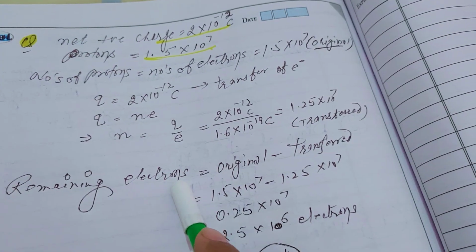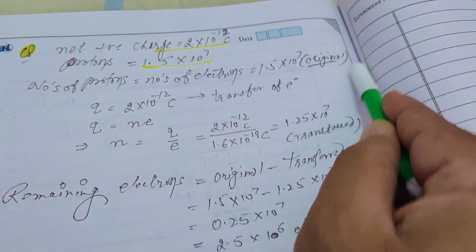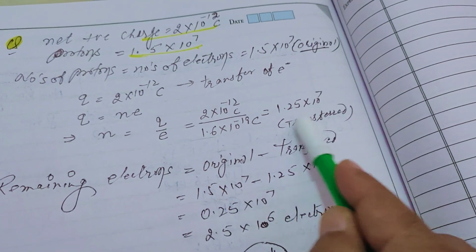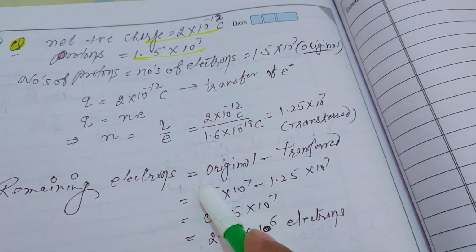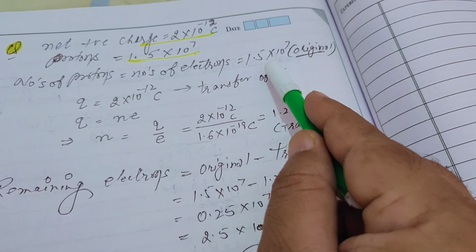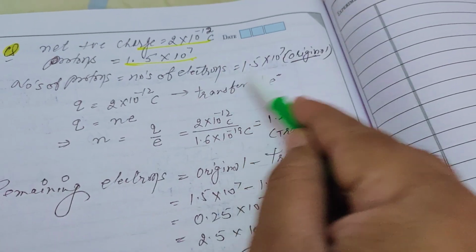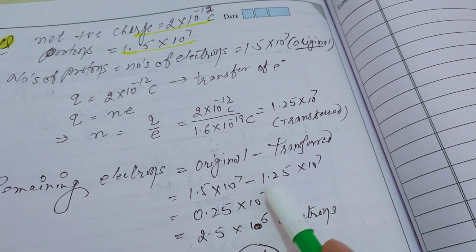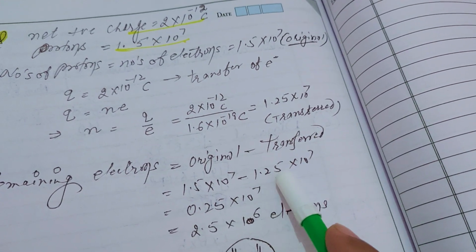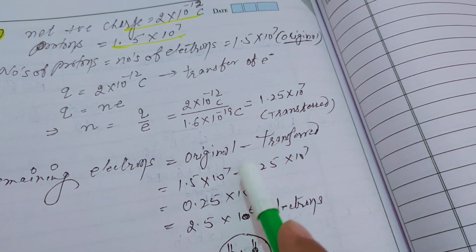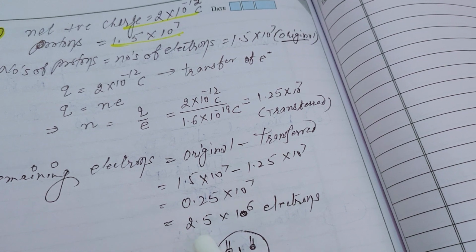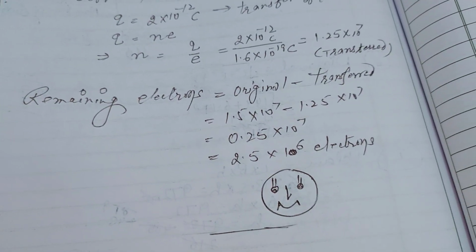So remaining electrons is equal to what it was in the original minus whatever number of electrons were transferred. So the original number of protons or number of electrons is 1.5 into 10 to the power 7, and the number of transferred electrons is 1.25 into 10 to the power 7. So the remaining is the difference, 0.25 into 10 to the power 7 or 2.5 into 10 to the power 6 electrons. So this was your answer.